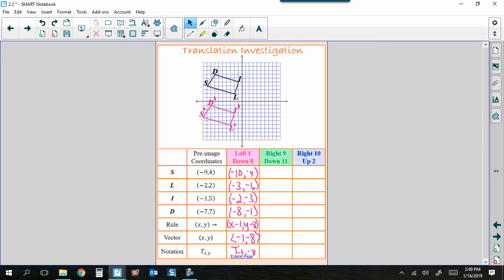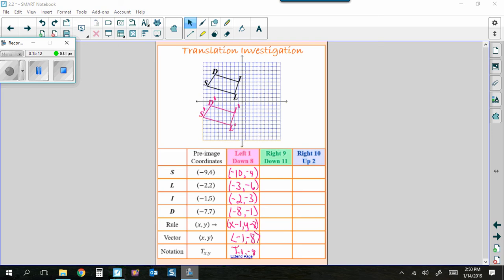So we're going to go ahead and ask you guys now to pause the video and do the other 2 translations for us. We're going to go back to the pre-image, so please don't move the prime notation. We want to move just SLID original. You're going to take it right 9 down 11. And then the last one, you're going to take the pre-image SLID and go right 10 up 2. So go ahead and pause the video and give it a try.